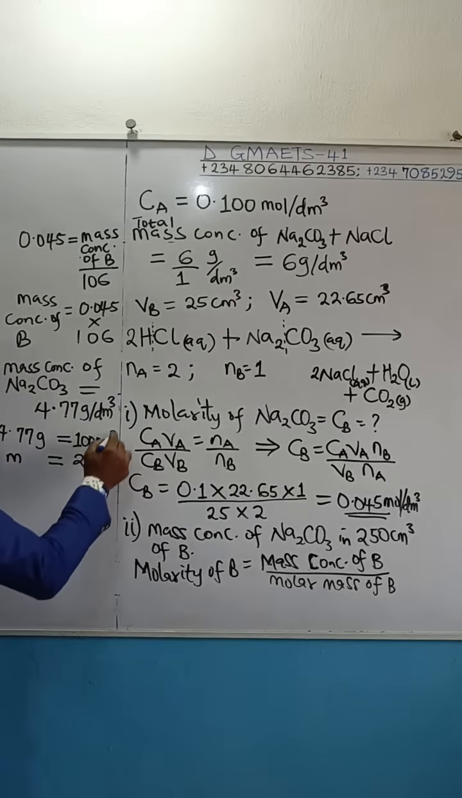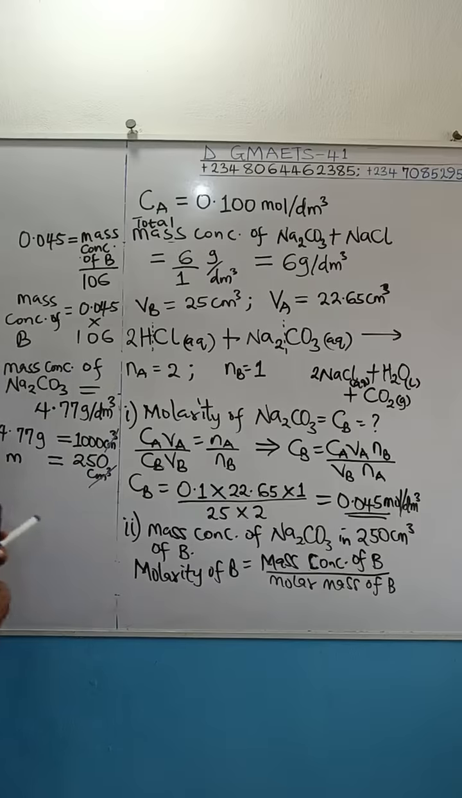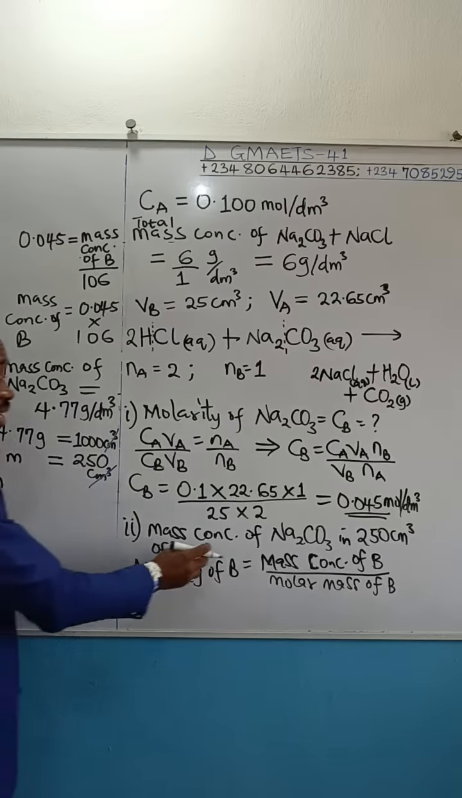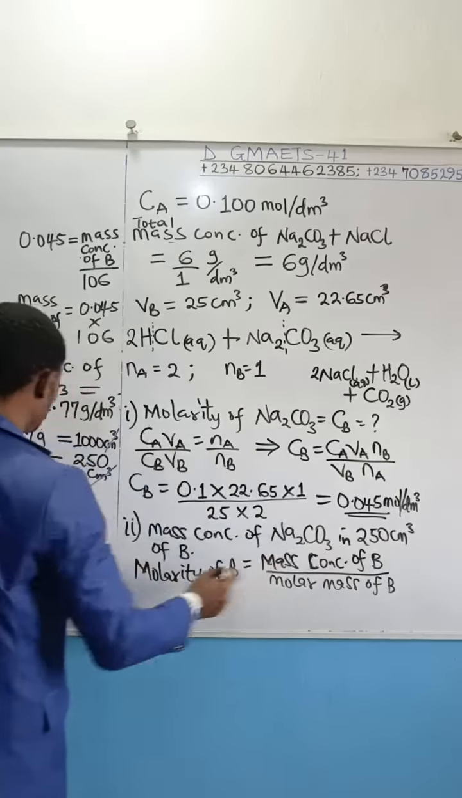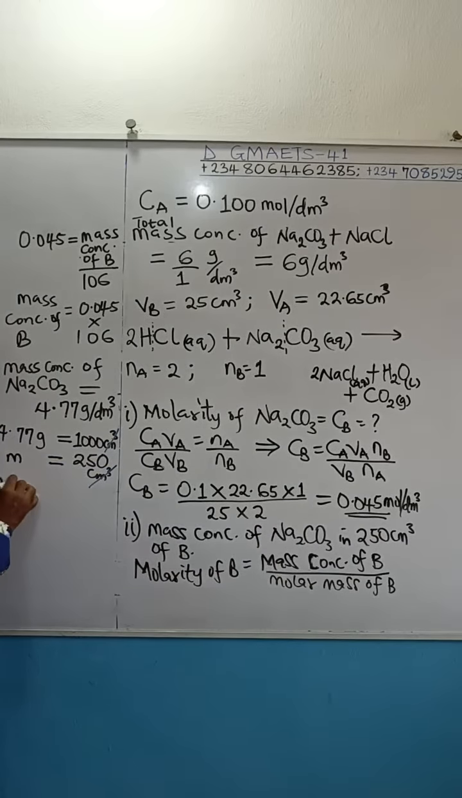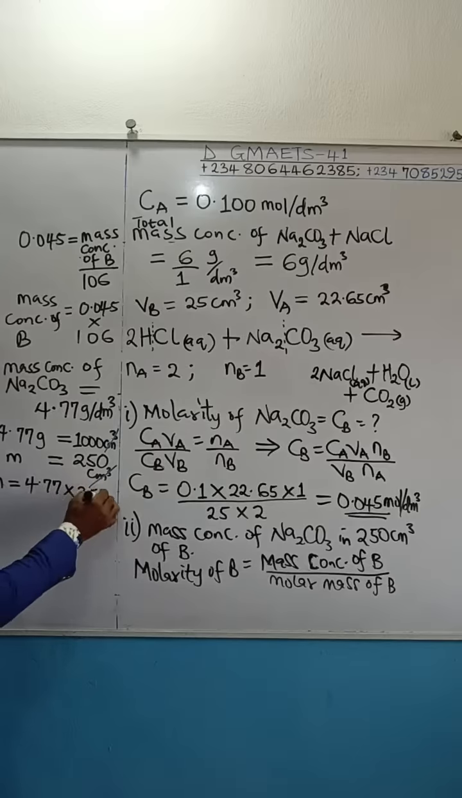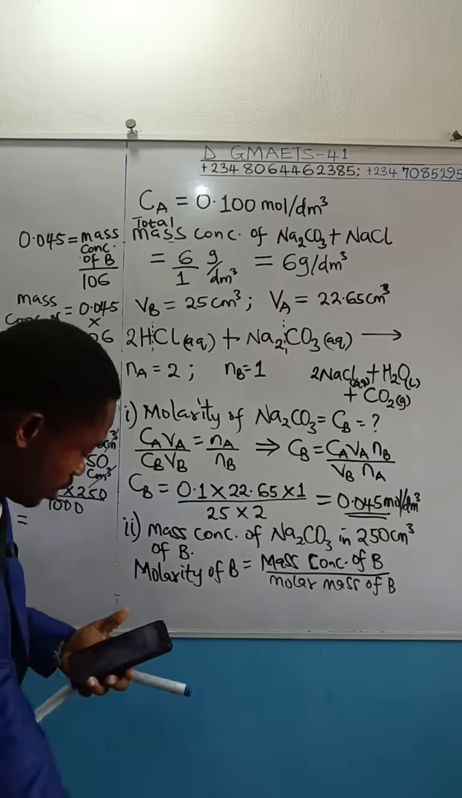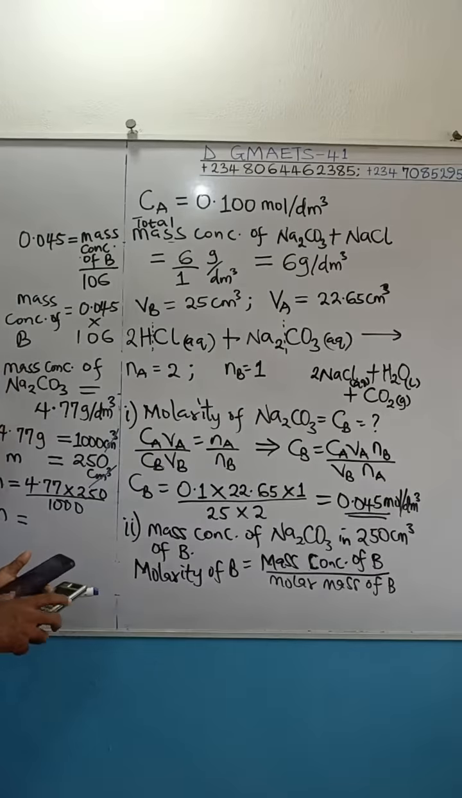So this cm cube and cm cube will cancel out, cross multiply and solve for that mass. Therefore, it means that the mass conc, let's solve for that m alone. This m is now the mass conc of sodium carbonate in 250 cm cube. So this is going to be m equal to 4.77 times 250, then divided by 1000. Multiply this and divide by 1000. Let's see what we are going to get.